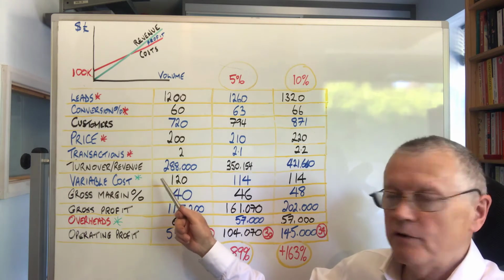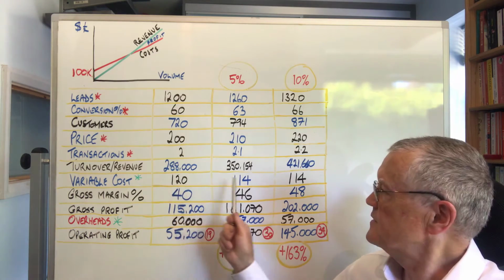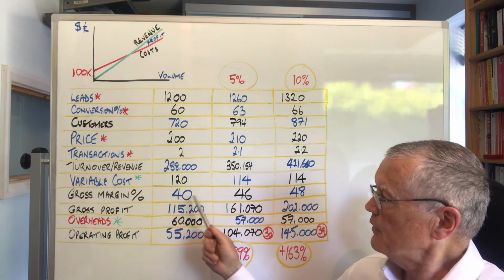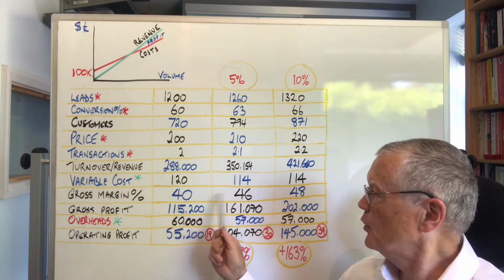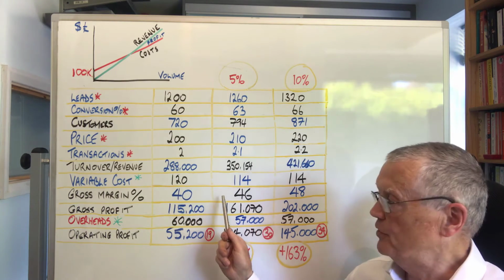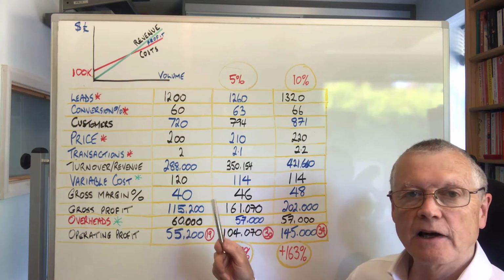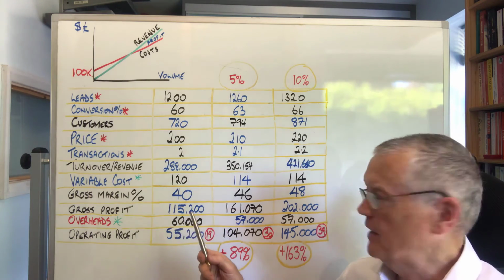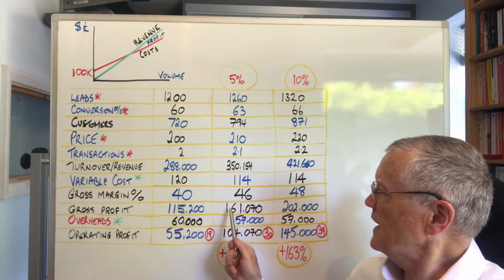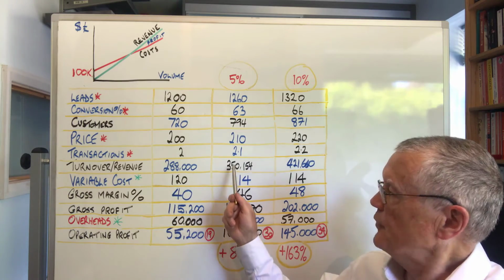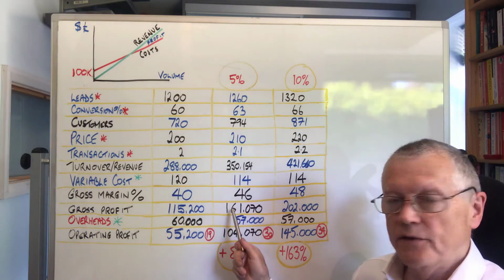Our variable costs we've cut by 5%, so they go from 120 to 114. Our gross margin automatically then goes from 40 to 46, which is a huge improvement, simply because we've got a slightly higher average price and a slightly lower direct cost. Our gross profit is now 46% of 350, which comes to 161,000.